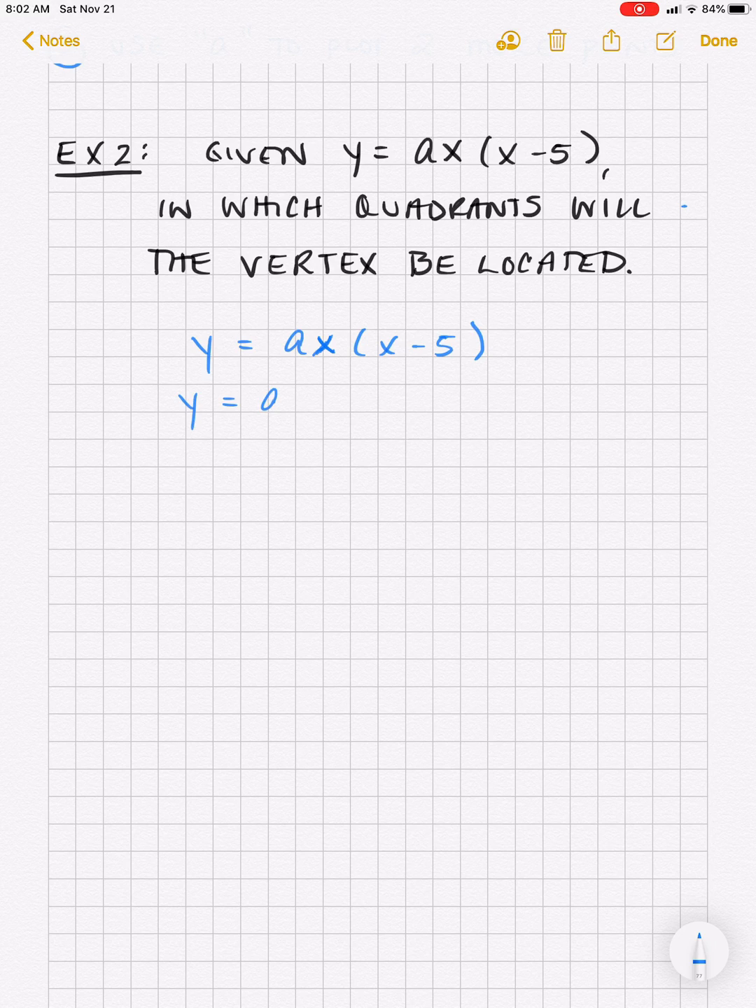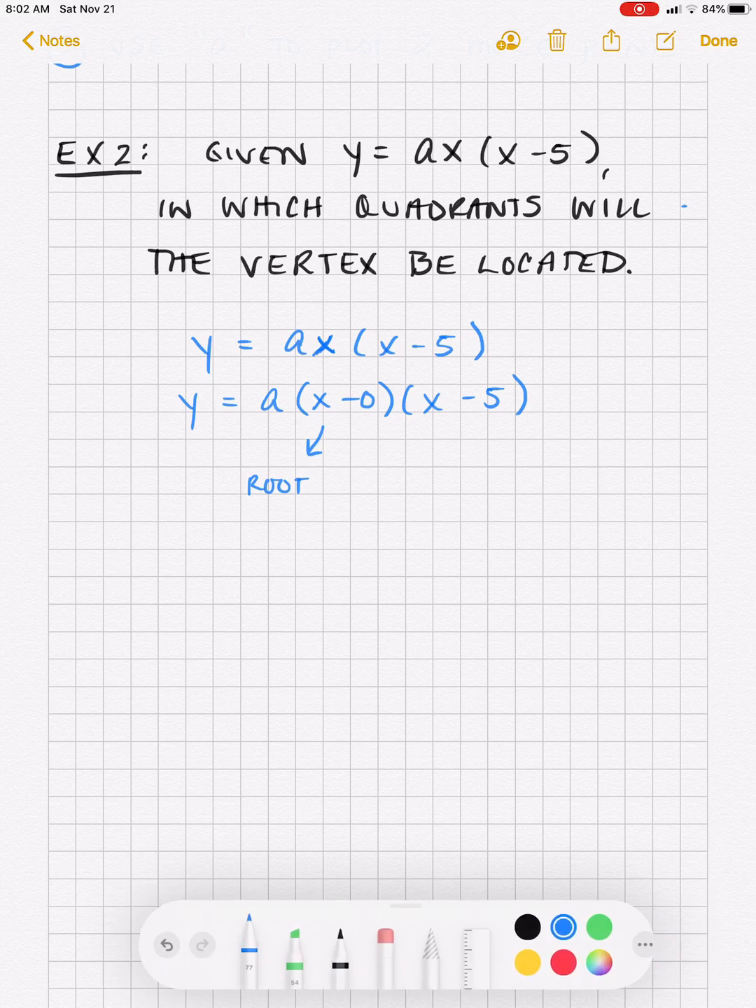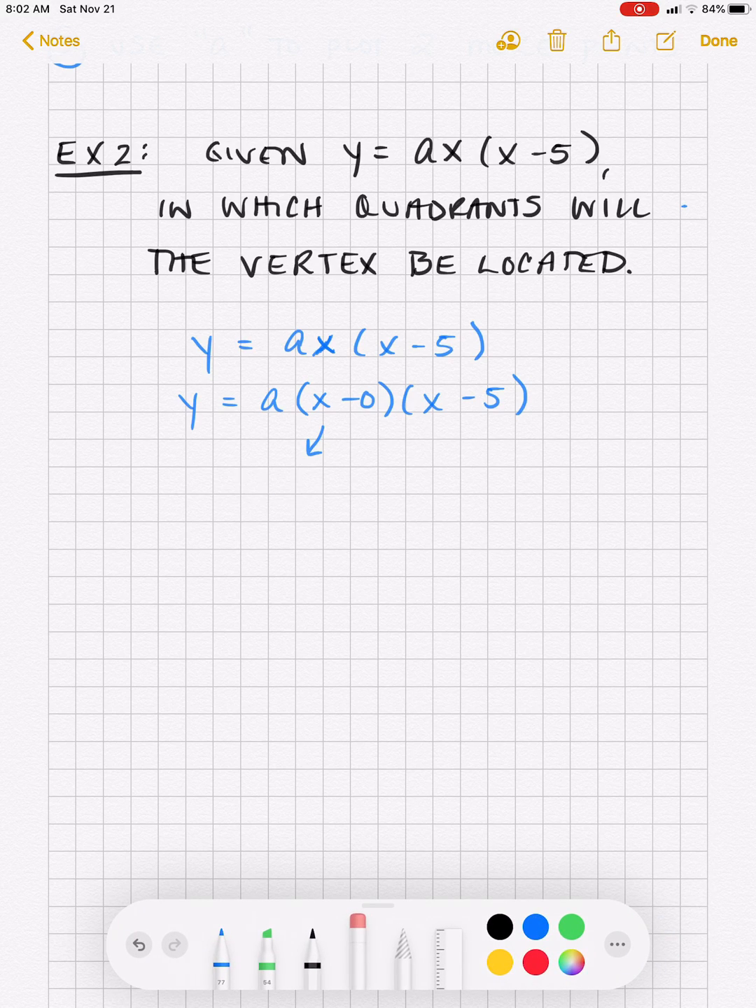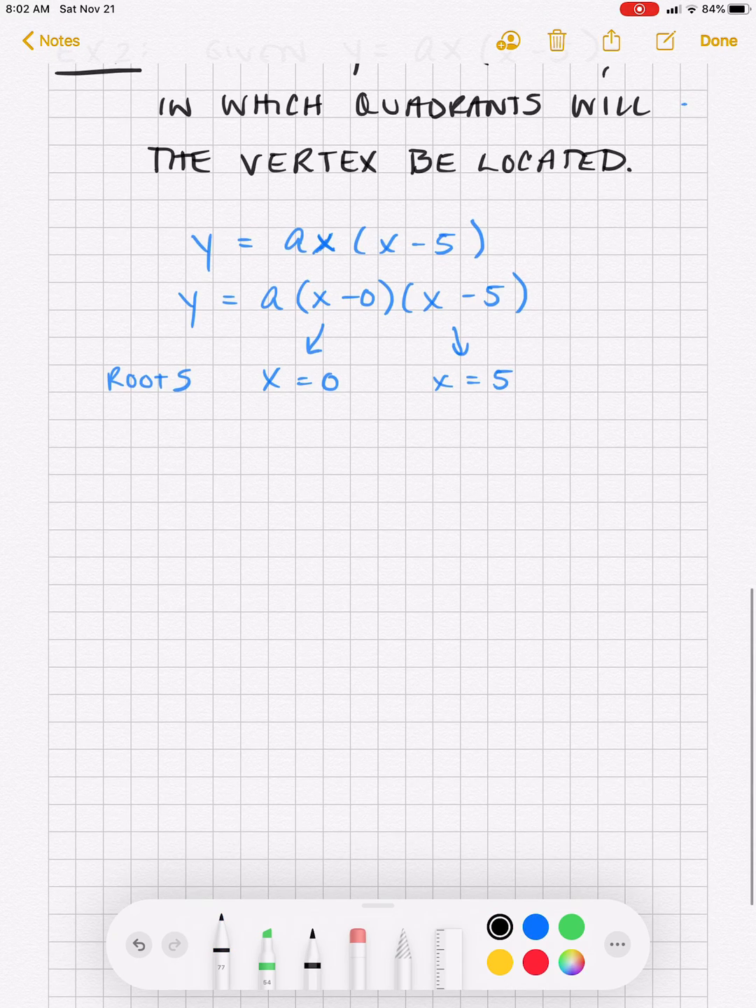Because what we could do here is rewrite this x as x minus 0 and x minus 5. But if it's x minus 0, then a lot of times you won't see the parentheses at all. So this means that the roots right here are going to be at x equals 0, and the root is going to be at x equals 5. So these are the roots. So let's make a picture with this and plot our roots.